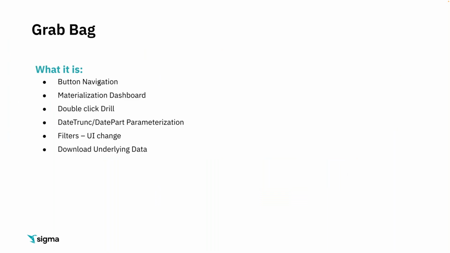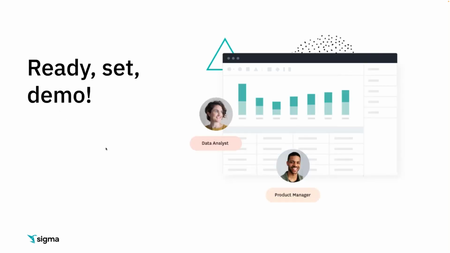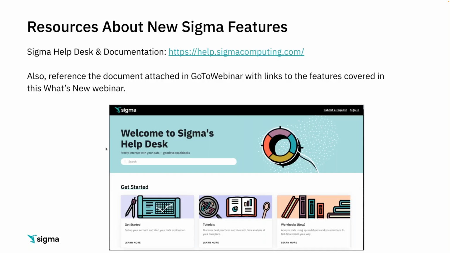So that was a quick whirlwind, but I think we covered off all the different things. Button navigation, just show the materialization, double click drill, the date trunk parameterization, filter new UI, and the underlying data. So let's just wrap this up. So Zach, let me just toss over to you for closing remarks here.